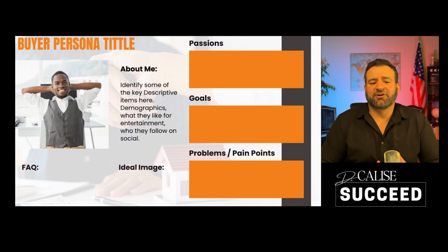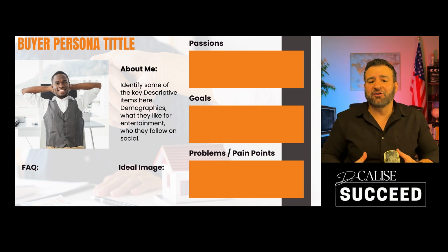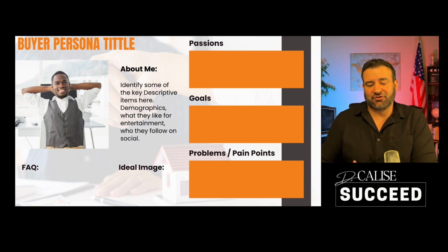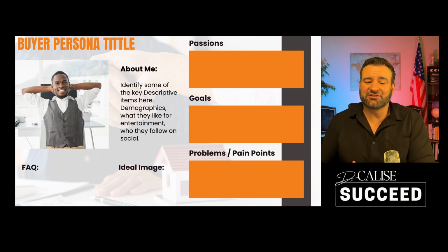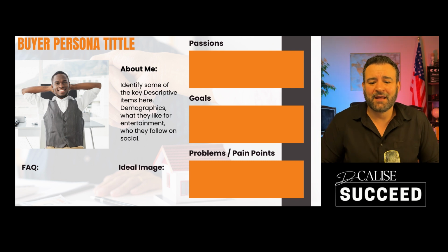So for the buyer persona, when you're thinking of your target audience, what are they passionate about? What are they excited about? What are their hobbies, right? We also want to know what their goals are. What are they trying to accomplish? Think, if you're a local gym, don't you want to know what they want to accomplish? Don't you want to know what their goals are? Yeah, because you can create engaging content based on that.